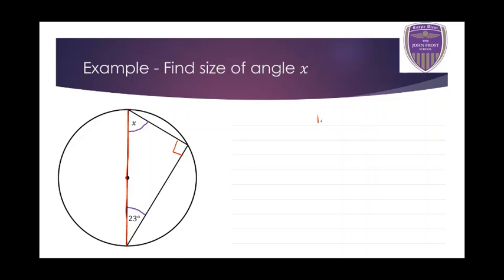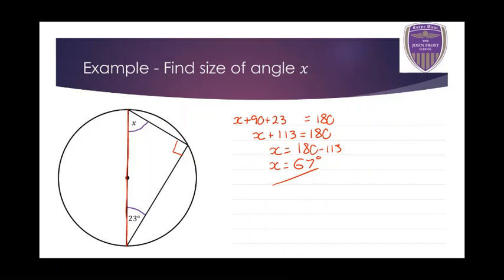Just go through the motions. I know the angles have to equal 180. So I've got x plus 90 degrees, which is the right angle, plus 23 degrees, which is the other angle we're given. Therefore, x plus 113 equals 180. x is equal to 180 take away 113. Therefore, x is equal to 67 degrees. And that's the final answer, okay?